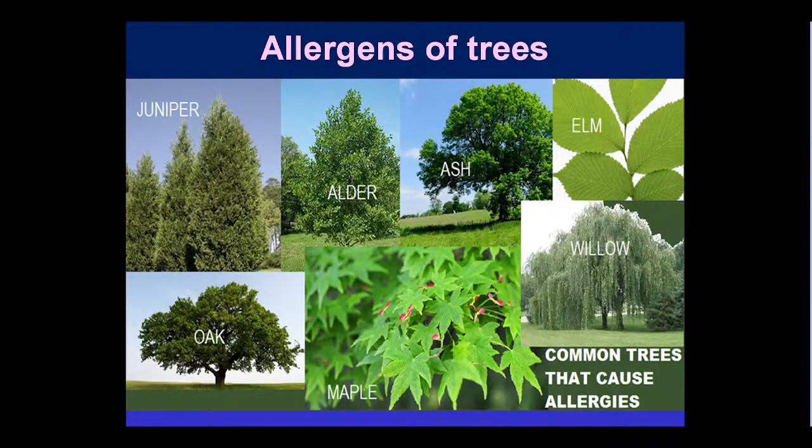There are many trees that are known as typical allergens. Among them, juniper, elder, ash, elm tree, oak tree, maple. The oak tree is a typical cause of skin inflammatory diseases, so allergic dermatitis.